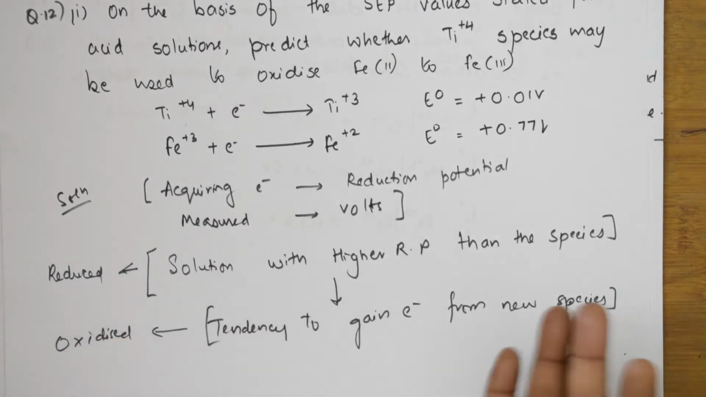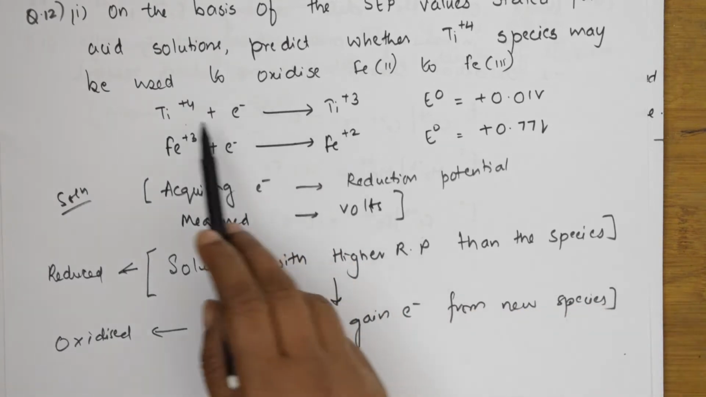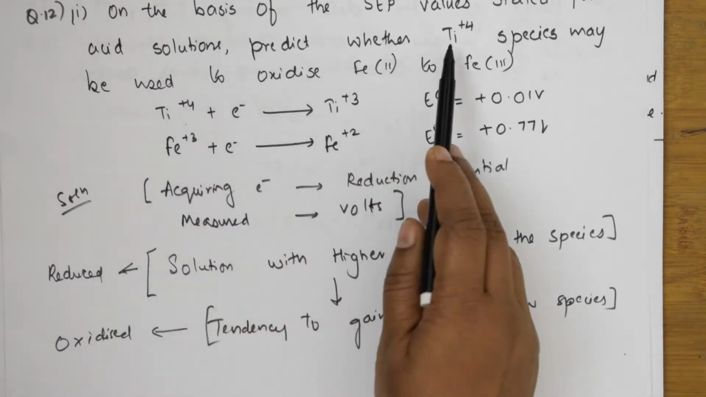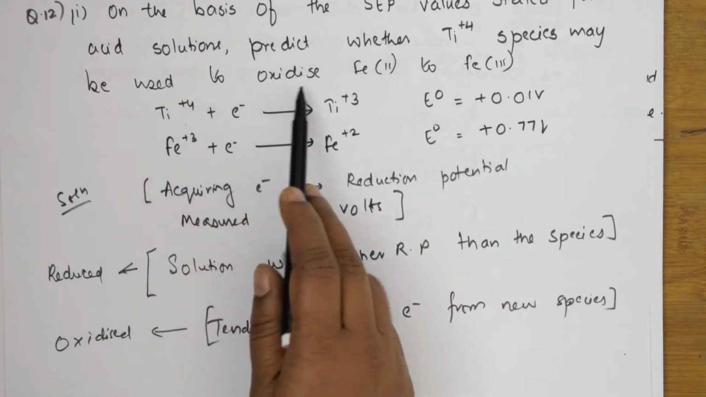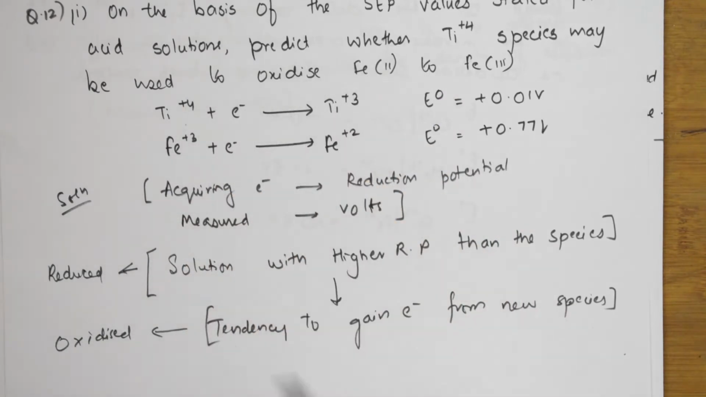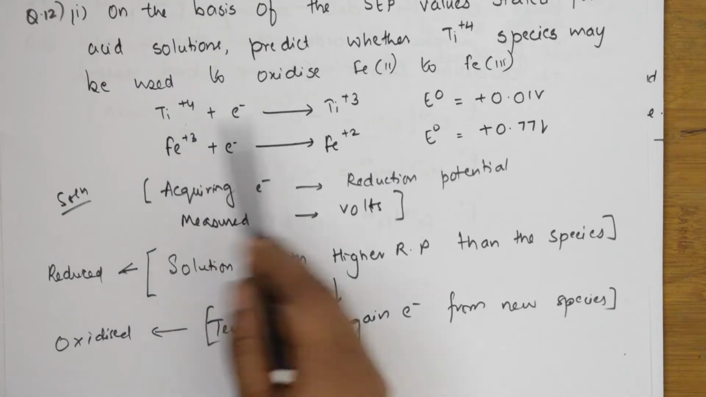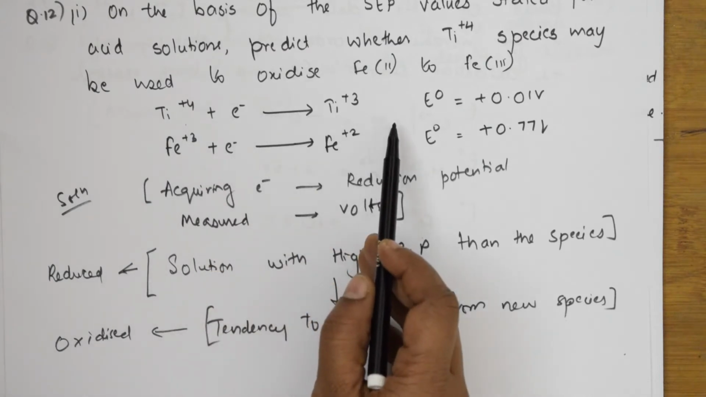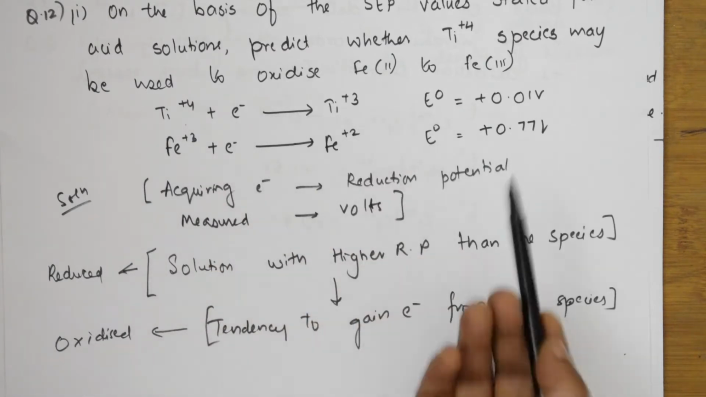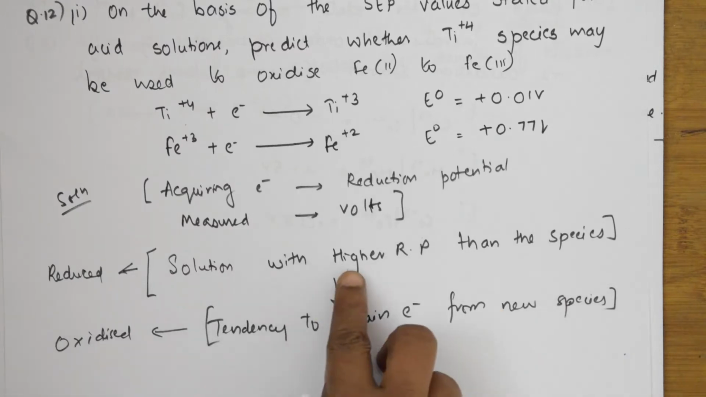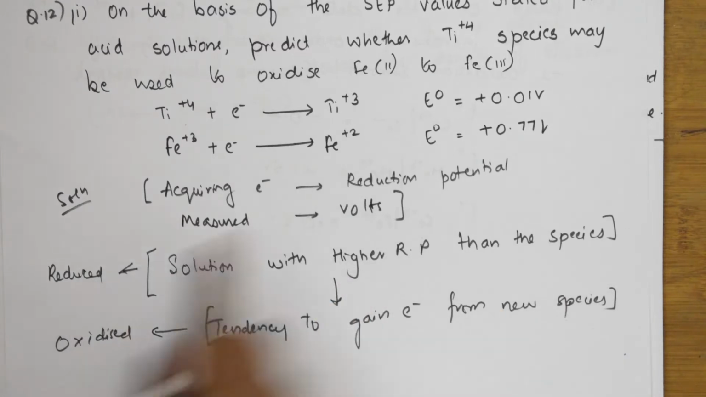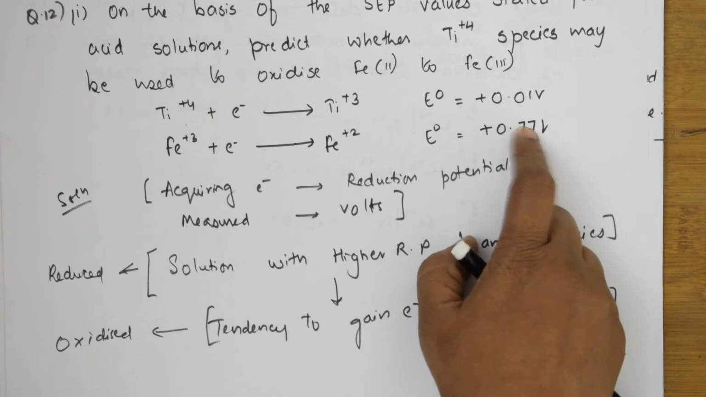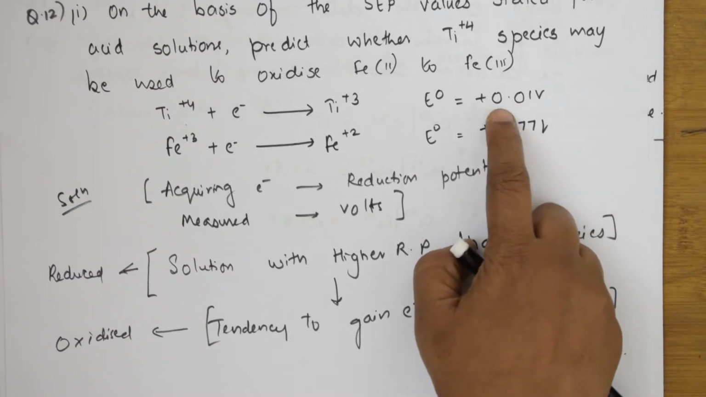Okay, now let us come back and see the question. They said, can the Ti+4 species be used to oxidize Fe+2? Let's see. So basically Ti+4 to Ti+3, what happened? It cannot be reduced. Why? Because I said it should have a higher reduction potential, then it is reduced. But here, does it have a higher reduction potential than this? It is not, it's having a lower reduction potential.